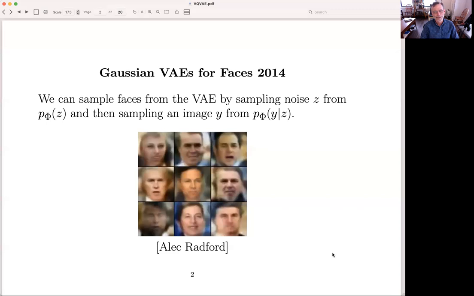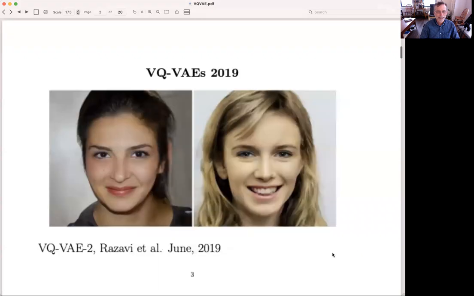This is a little bit unfair because I'm comparing 2014 and 2019, but what we're looking at here is images generated from a variational autoencoder. If you take the prior and the decoder, that together defines a generator. I can sample from the prior and then sample from the decoding, and I get a sample from the distribution that is defined by the prior and the generator. So these are images generated from a Gaussian VAE in 2014.